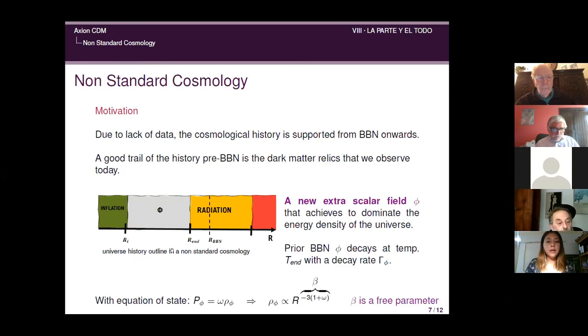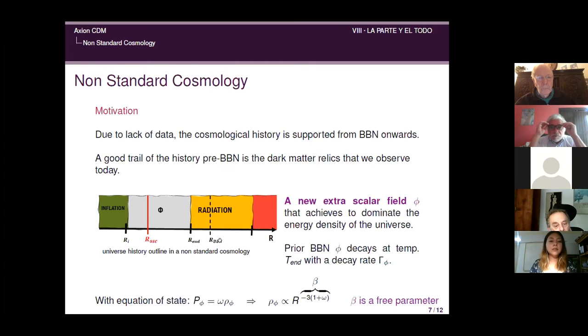So we are introducing a new extra scalar field that dominates the energy density of the universe post-inflation. And we don't want to affect the observation in Big Bang nucleosynthesis, so we are taking that this field decays at some temperature T with a decay rate gamma. The equation for this new field corresponds to this one. So for that, the energy density scales with the scale factor in this way, where I'm calling beta this exponent for simplicity, and beta is a free parameter.